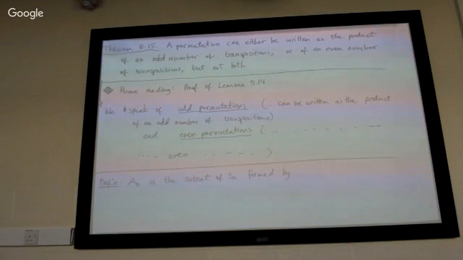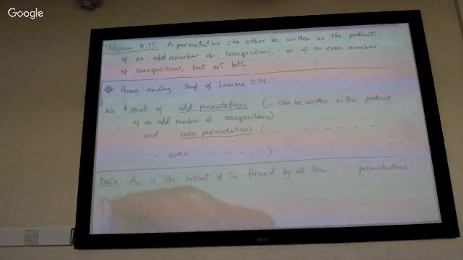You're stealing it from the book. So formed by all the even permutations. And the permutations, then the something, sorry, should be either even or odd. Theory 516. An is a subgroup of Sn.